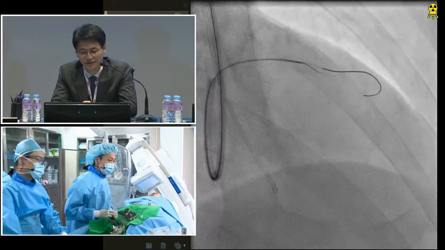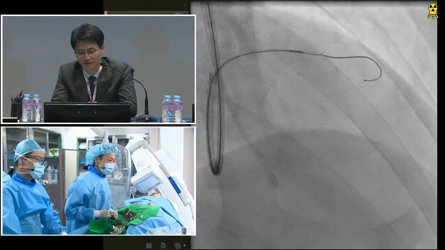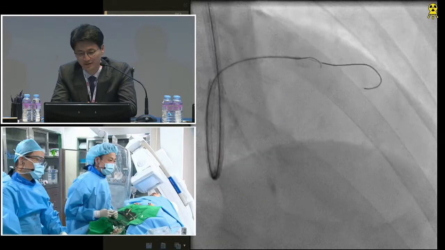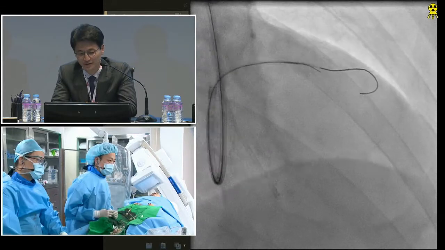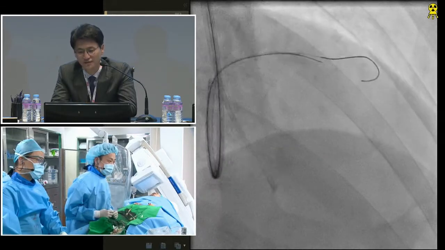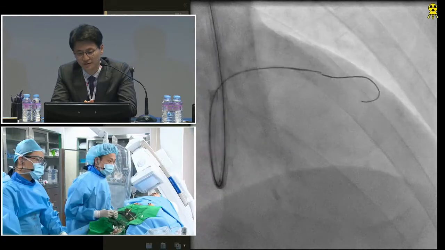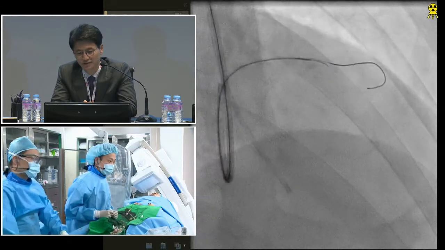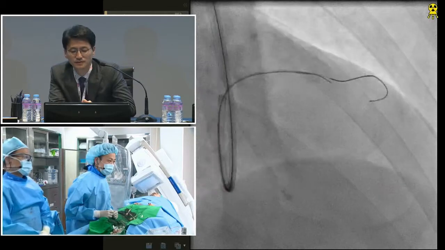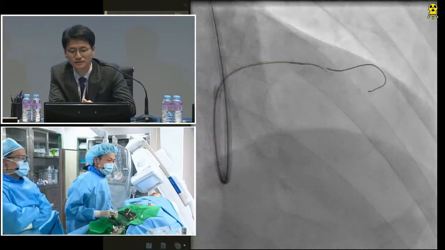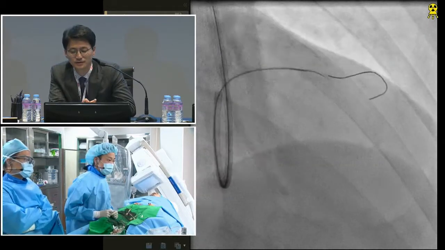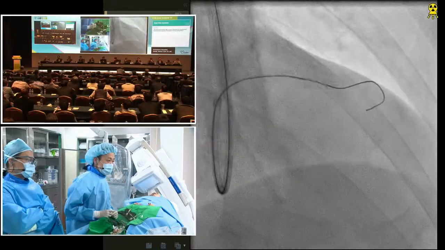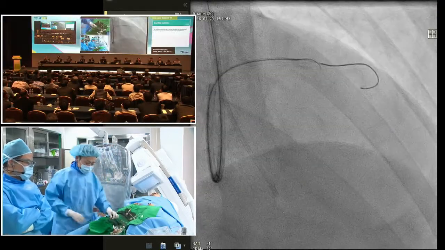Yeah, I think the position of the tip of the catheter is enough, inside the CTO. It's not going to work. Then, next one.